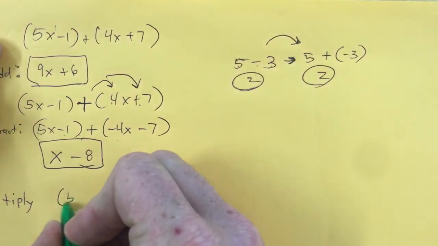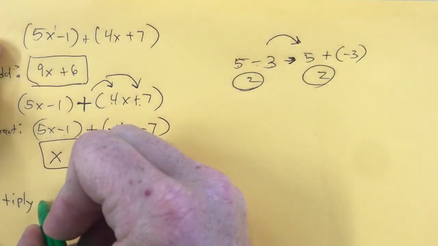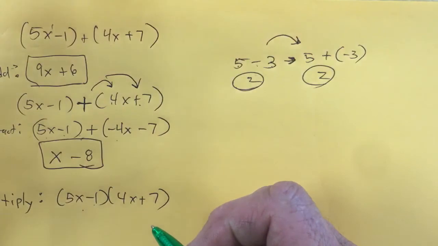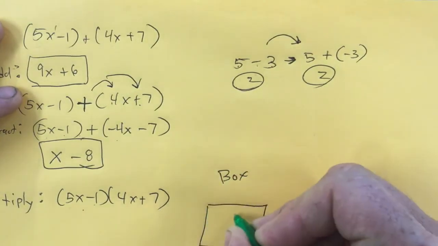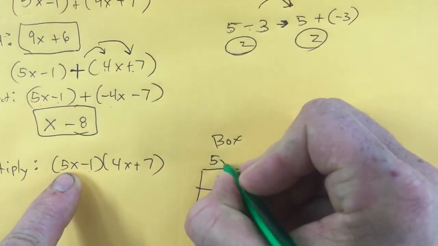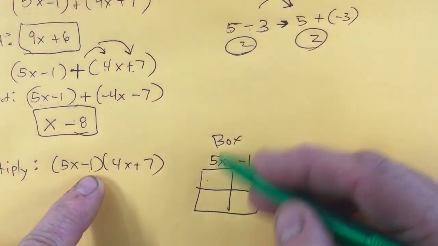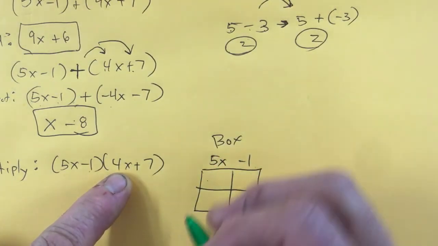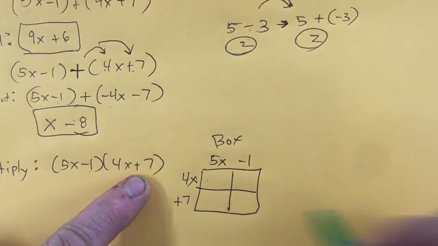When I multiply, it's 5x minus 1 times 4x plus 7. You can do what's called the FOIL method on this, but what I like doing is the box method. In the box, you build a box like this. This first expression goes on top of the box, so I have 5x minus 1: a column for the 5x and a column for the -1. And then this second one goes to the side, so I have a row for the 4x and a row for the plus 7.